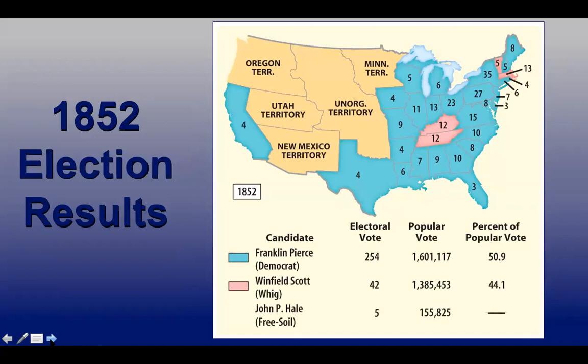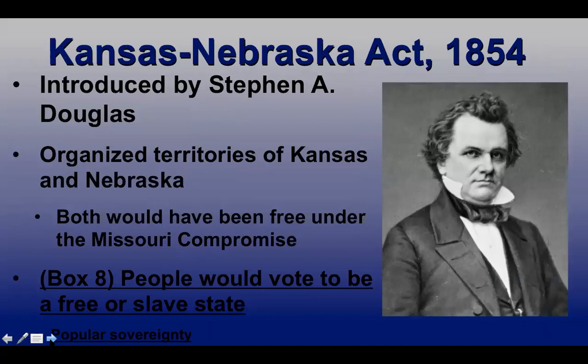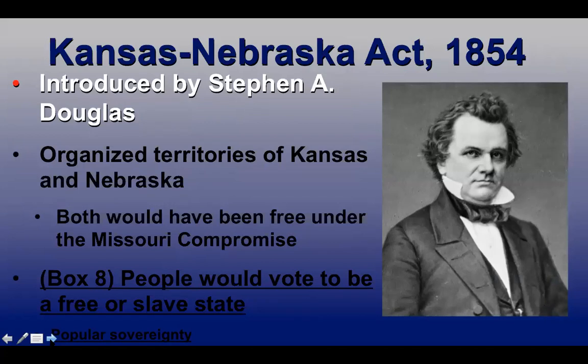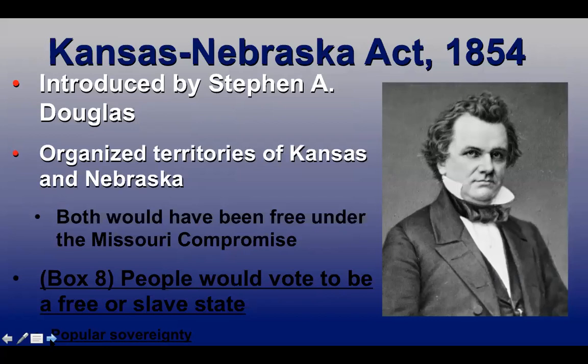In 1852, partway through Franklin Pierce's presidency, you have the Kansas-Nebraska Act formed. It's introduced by a man named Stephen A. Douglas. We'll talk about him more in just a second. The territories of Kansas and Nebraska were wanting to organize to become states. With the Missouri Compromise, basically everything above Missouri would be free and everything below would be slave. Under the Missouri Compromise, both Kansas and Nebraska would be free states.